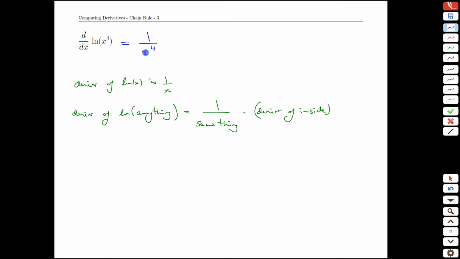x to the 4. Then we multiply by the derivative of the inside. That's just the x to the 4. It doesn't matter where it ended up here. This is our inside. And so we have 4x cubed as our derivative of the inside. That would be a perfectly valid derivative. Of course, we can tidy it up because we have powers of x in both the top and the bottom. We could simplify that to 4 over x.